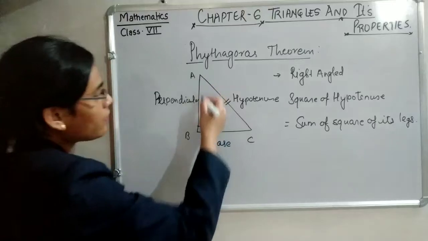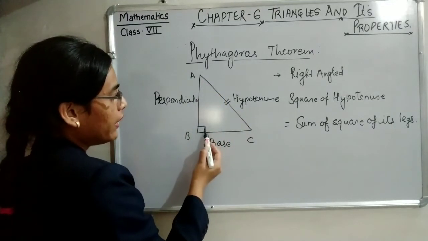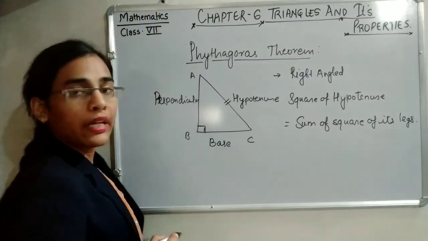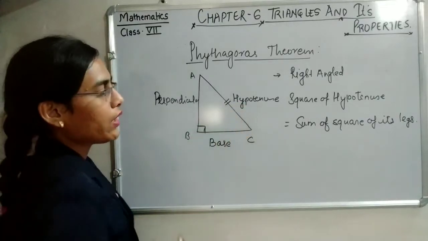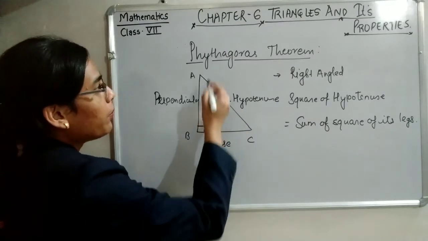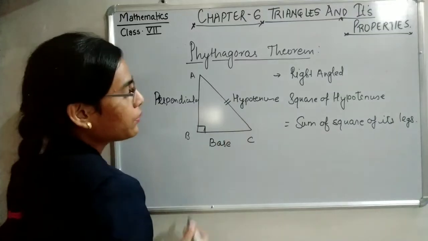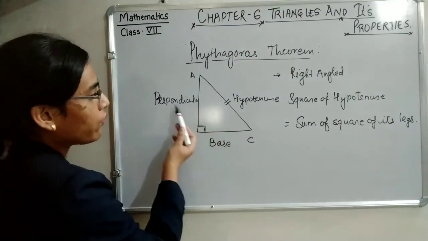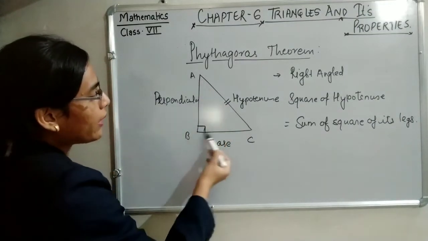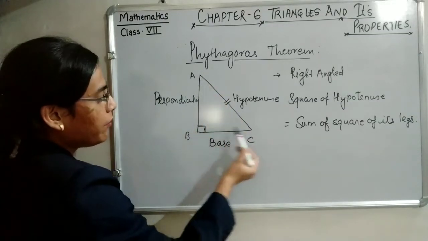Here in this triangle ABC, we have one 90-degree angle, that is angle B, and the side which is opposite to this 90-degree angle will be called the hypotenuse of the triangle, and it is the longest side of the triangle. The Pythagoras theorem states that the square of this hypotenuse will be equal to the sum of the squares of the two legs. Here the two legs of this triangle except the hypotenuse are AB and BC.